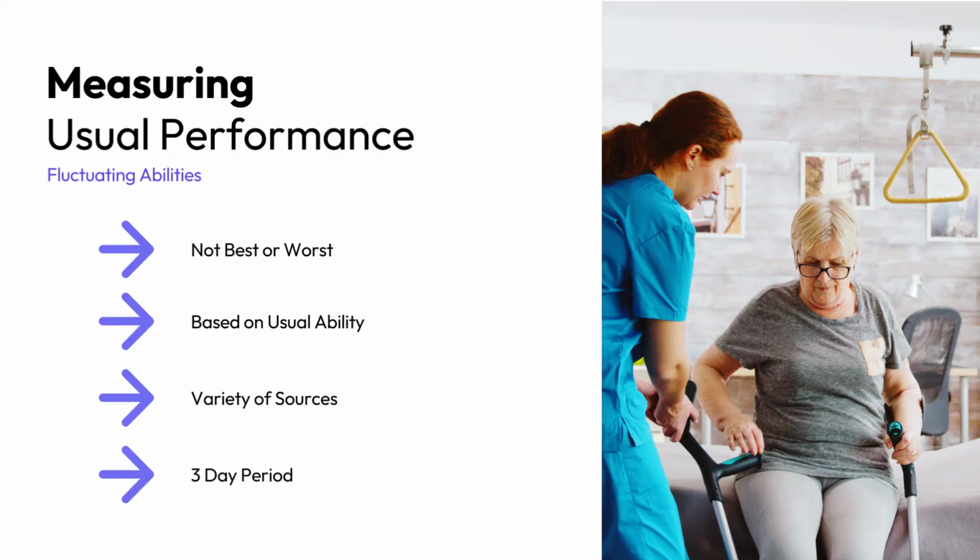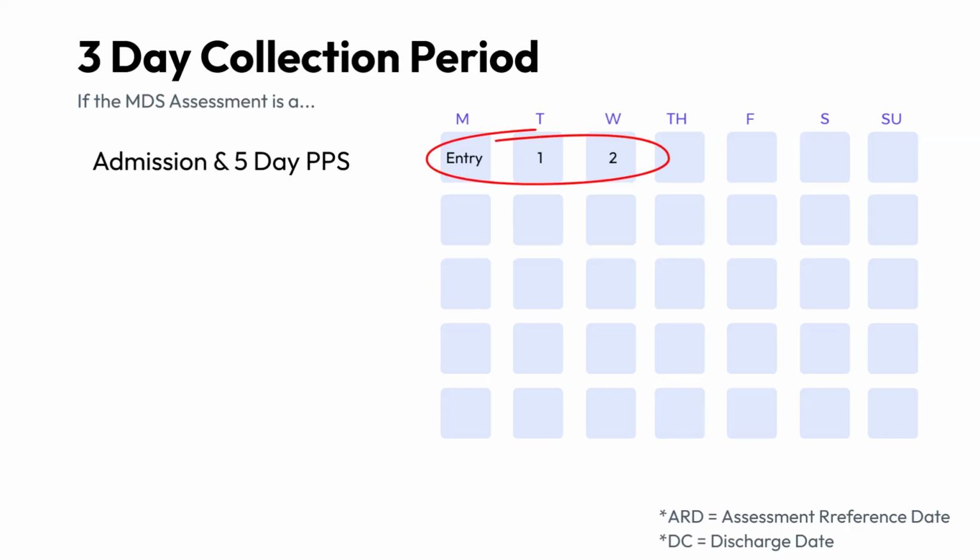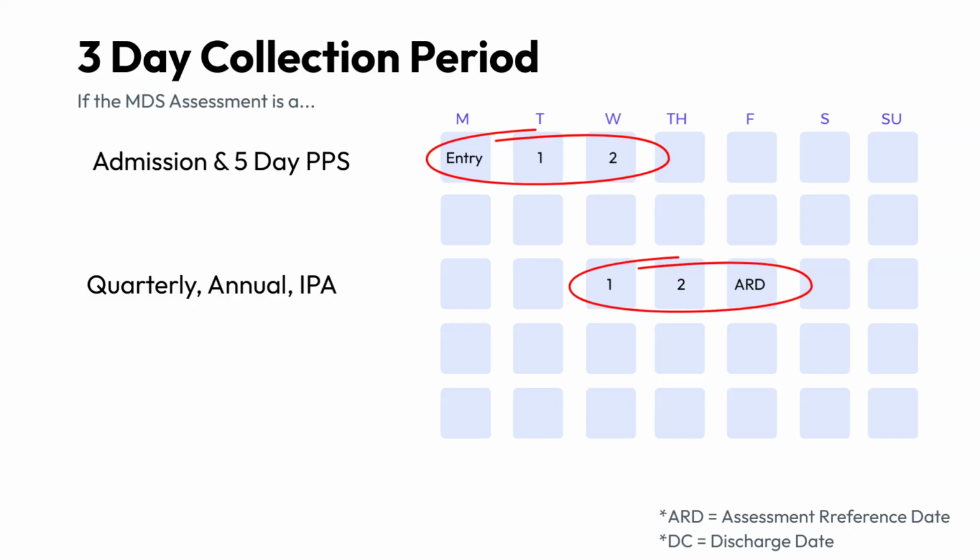Depending on the type of assessment, we'll determine which 3 days within our look-back we will use. The 3-day data collection period will be based on the specific MDS assessment type. For an admission and/or 5-day PPS, Day 1 will start on the date of entry, followed by the 2 consecutive calendar days. For a quarterly, annual, or IPA, we'll be using the last 3 days of the look-back period, with the ARD serving as Day 3.